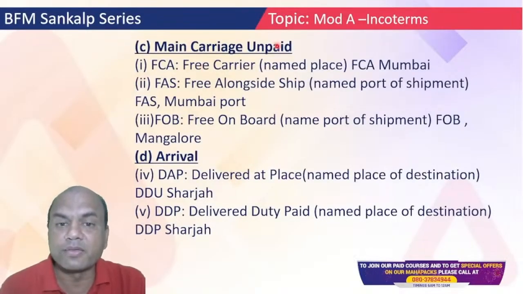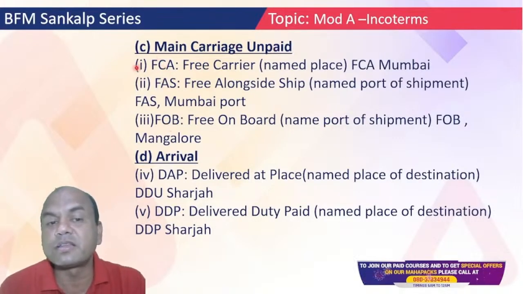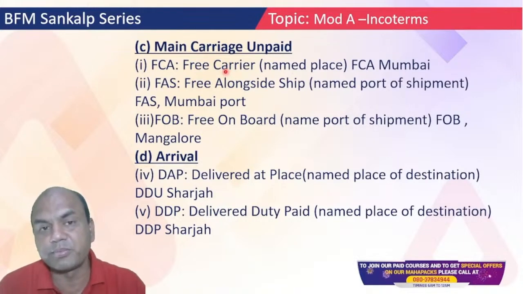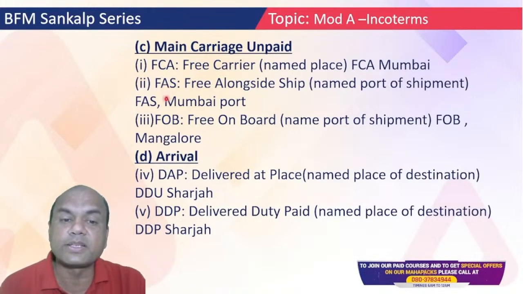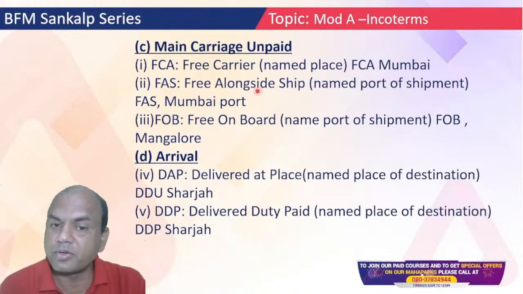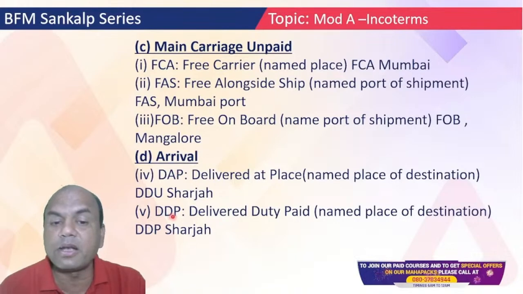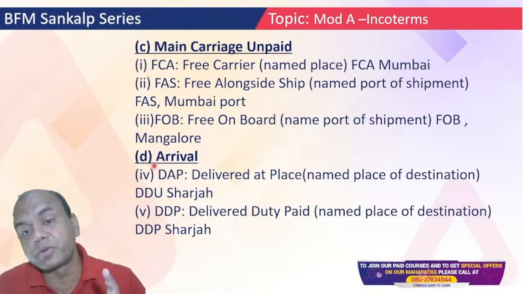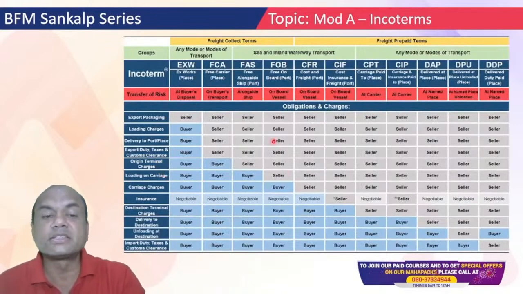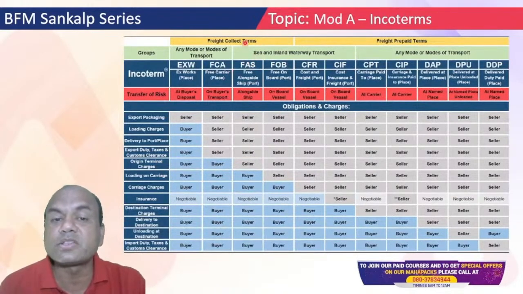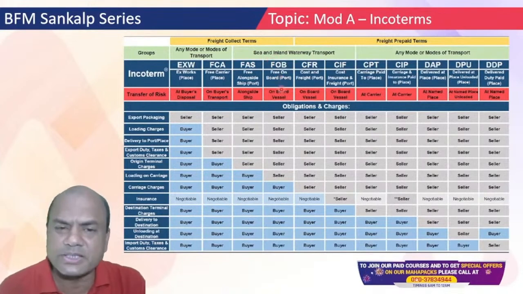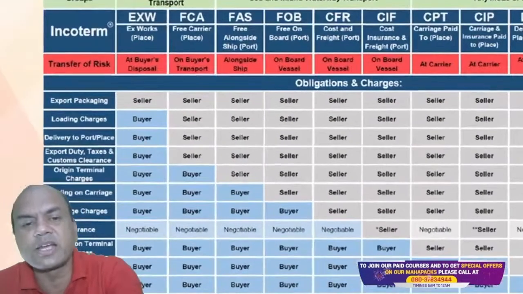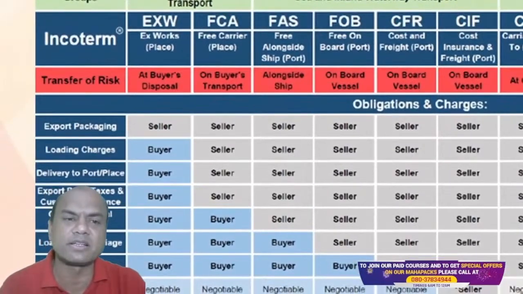Main carriage unpaid. Unpaid means the carriage is not paid. FCA, FAS, FOB. FCA is related to railways or road. FAS and FOB are generally related to ship. Okay. Arrival: DAP and DDP. Delivery at place, and DDP is delivery duty paid. So here arrival means at the importer side. I have given the responsibility for the seller, the same thing which I discussed, just given in detail over here. Details means where the responsibility lies, for your reading basically.